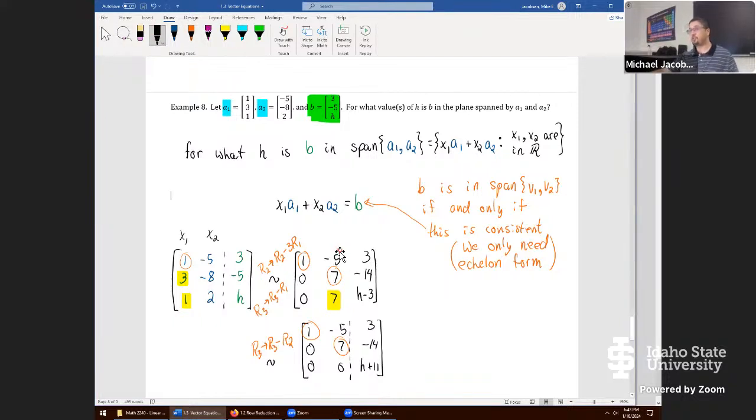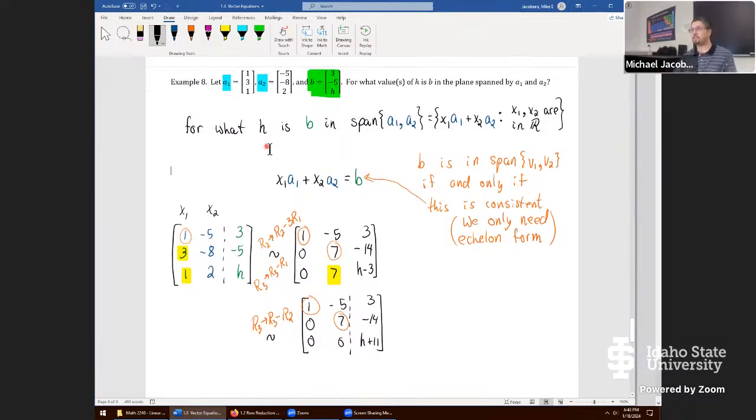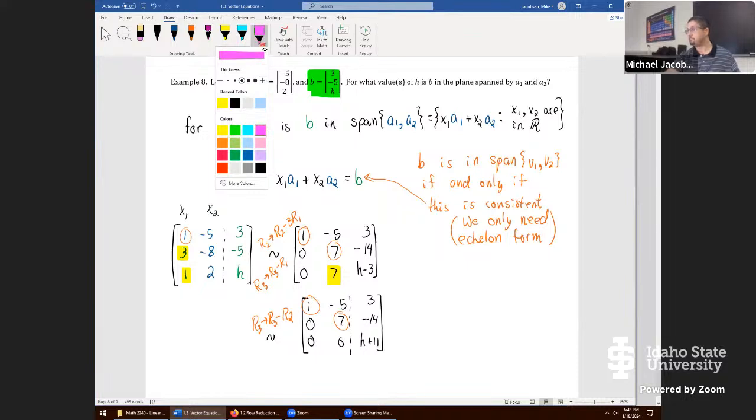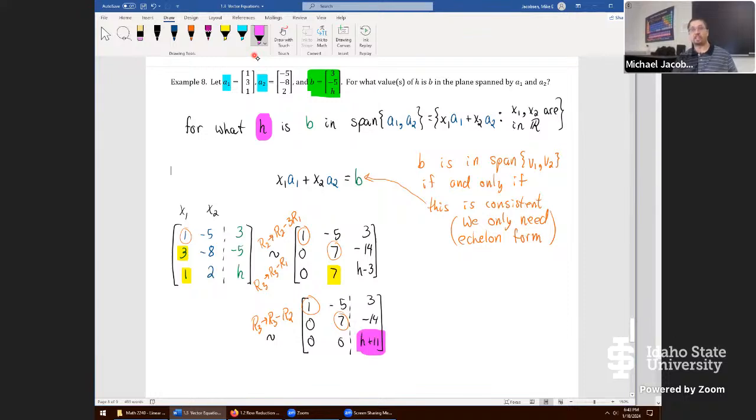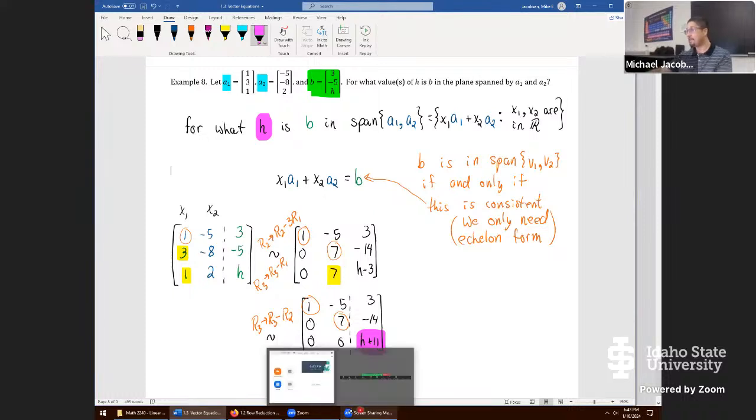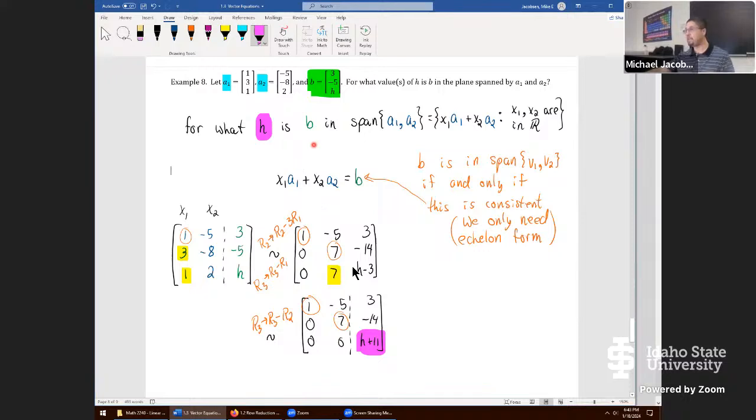So now we're ready to write down our conclusion for this. The question was, for what h is B actually in the span? Anyone see what the right value must be? Exactly. If you put -11 right there, everything is terrific, right? Your system's consistent. That means you could solve for these scalars x1, x2 if you wanted to. But more importantly, B would be in that plane spanned by A1, A2. Absolutely, Prem, thanks for mentioning that.